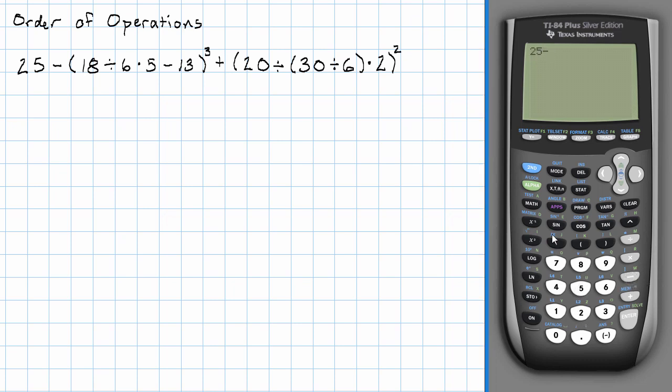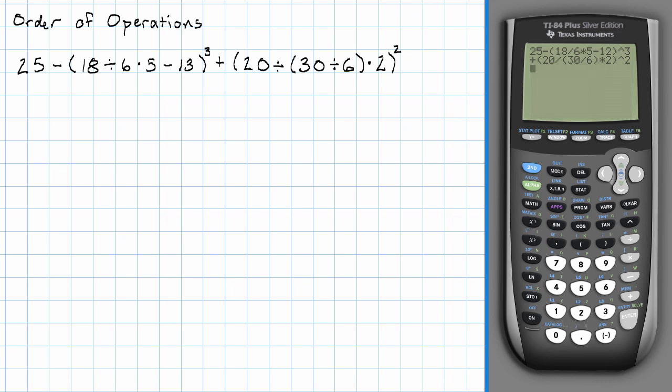25 minus parentheses, remember the parentheses are above the 8 and the 9, 18 divided by 6 times 5 minus 13, close parentheses, third power, plus parentheses, 20 divided by parentheses, 30 divided by 6, close parentheses, times 2, close parentheses again, to the second power. My calculator can just work that whole thing out in one go.